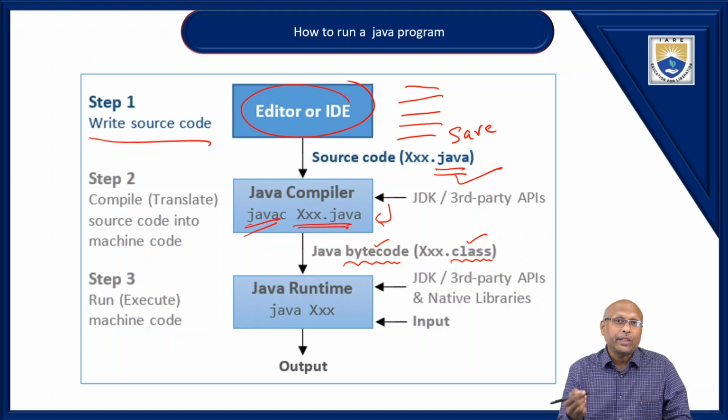So that means after executing a Java program, it will produce a special file. That file will have extension .class. If the name is triplex.java, then the class name is triplex.class. So this is the way it will produce.